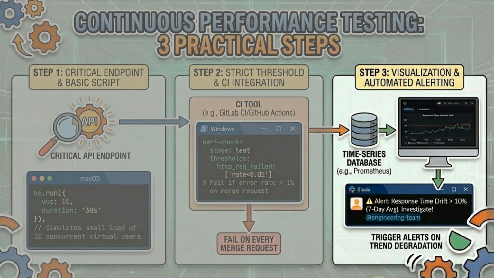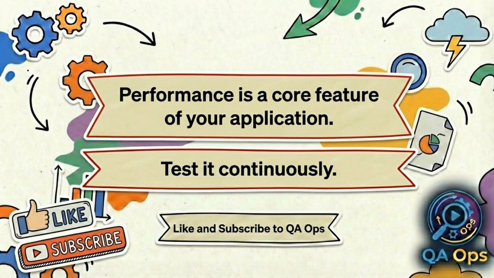Step 3. Export your continuous test metrics to a time series database and build a visualization dashboard. To observe trend degradation daily, configure automated alerting based on moving averages. If your baseline response time drifts by 10% over 7 days, trigger a Slack alert to the engineering team so they can investigate before it becomes a production issue.